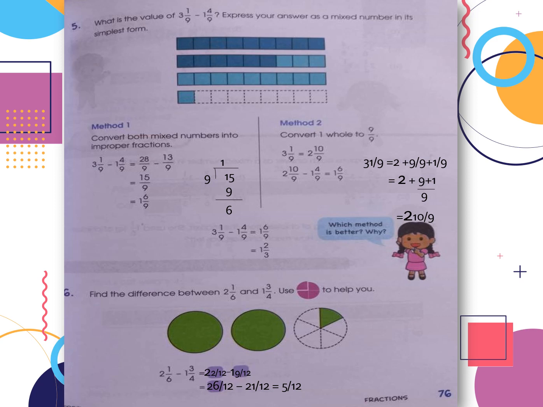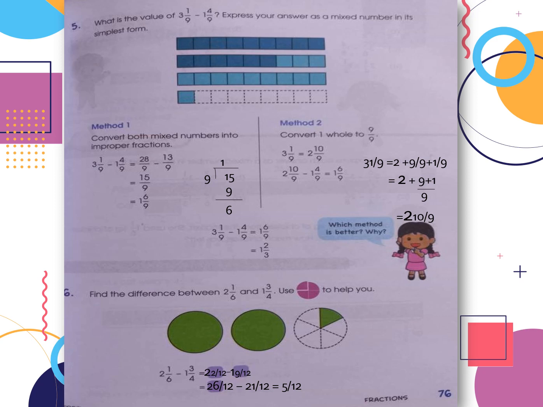So as a result, we have 10 over 9. So we have converted 3 whole number 1 over 9 to 2 whole number 10 over 9. Now we are going to perform the subtraction and subtract 1 whole number 4 over 9 from it. So we have 2 minus 1 is 1 and 10 minus 4 is 6 over 9.